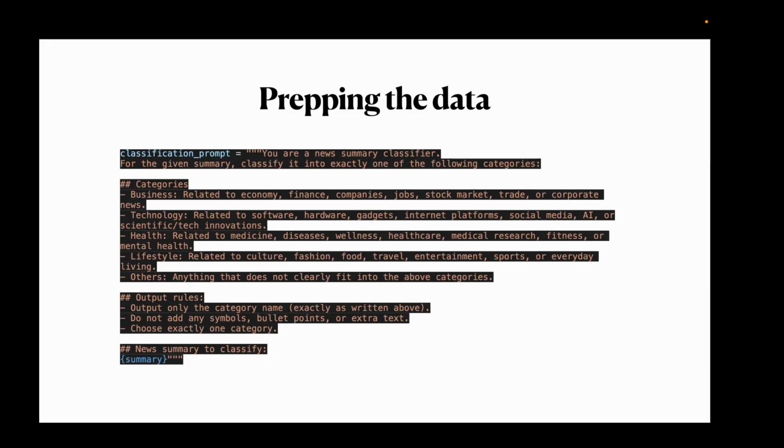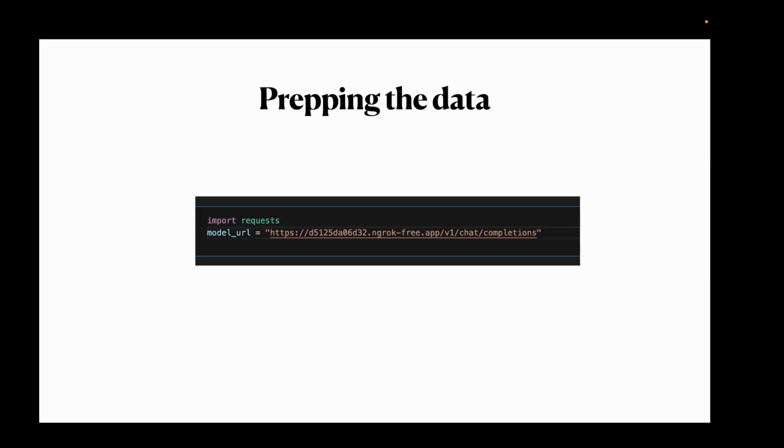So I'll be using a strict prompt so the model just returns one clean category for each summary. Next, I've imported requests and I've stored the model URL in a model URL variable. Over here, I'll be hitting the endpoint that is v1/chat/completions. So vLLM actually uses the same endpoint as OpenAI. So this will be the endpoint that we'll be hitting in order to access the model.